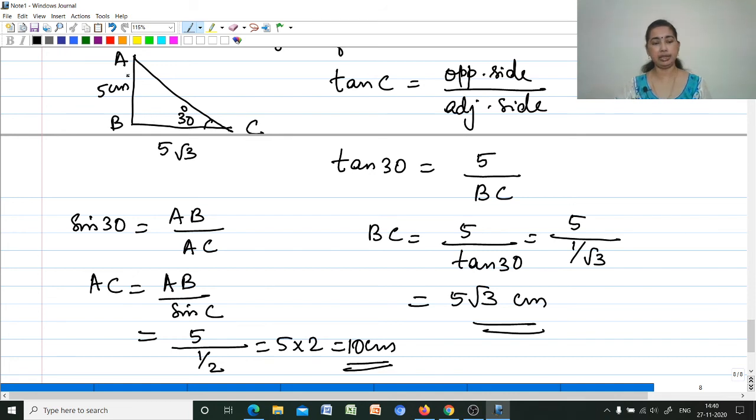Otherwise, after taking AB and BC, we can go for the Pythagoras theorem. You will get the same answer, 10 centimeter.